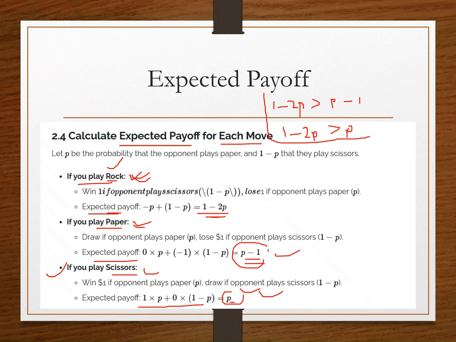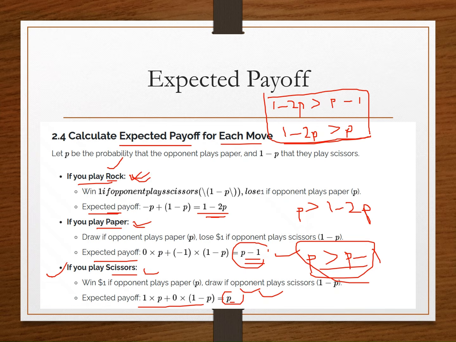In the case of rock, as we saw, we'll solve these inequations to see where p lies. And for the case of scissors, we can write similar equations wherein we write the expected payoff, which is p is greater than 1 minus 2p, and p is greater than p minus 1. So this is obviously always true. This doesn't give us any information. And p is greater than 1 minus 2p. We can solve this to see where the value of p lies. So let's see in the next slide.